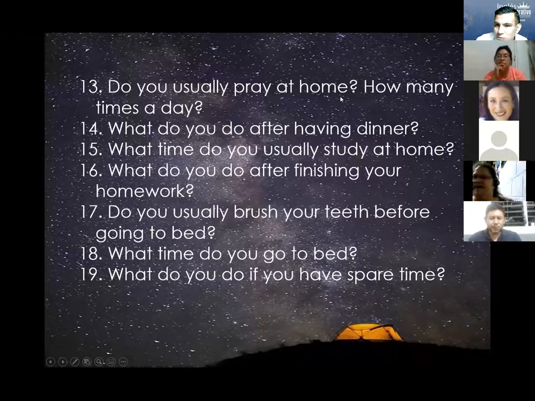Okay, here we have some more questions, no más preguntas. For example, do you usually pray at home? Pray es rezar o orar. What do you do after having dinner? What time do you usually study at home? Or what time do you do after finishing your homework or your assignment? Okay, so we're going to practice these questions.